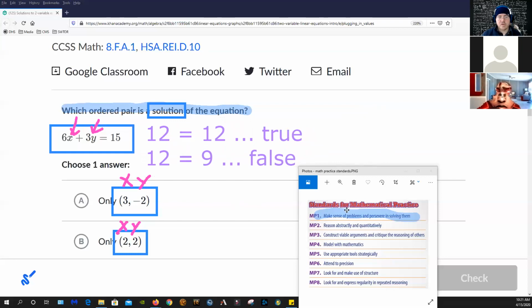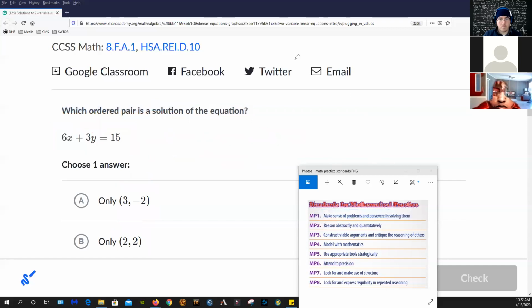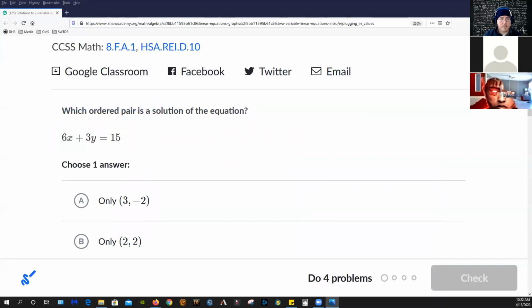So while we're crunching these numbers, let's just keep that in mind, that that's what we're looking for. So now we've reasoned abstractly as to what we really want. Okay, so now the next step is to attend to precision. Let's do some very careful calculations. So here's what we do. Let me scoot math practice out of the way for a minute.